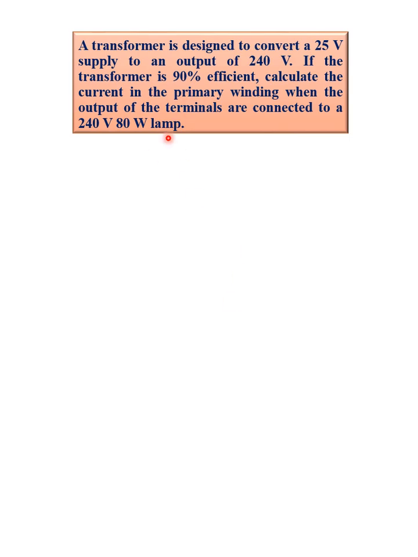This question is a simple question under transformer. I'll sort out the parameters as we read the question along. It says, a transformer is designed to convert a 20-volt supply. By 20-volt supply, it means that is the primary voltage of the transformer. So, sorting out the parameters, we have that Vp, primary voltage, equals 25 volts, to an output of 240 volts, output being the secondary side, Vs, secondary voltage, equals 240 volts.